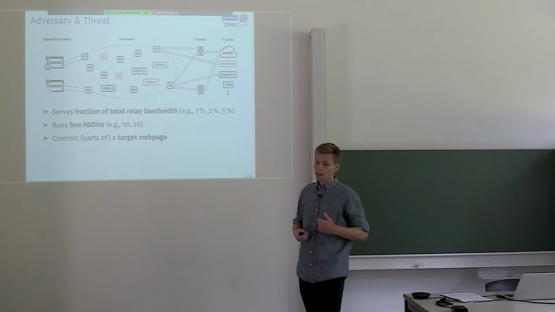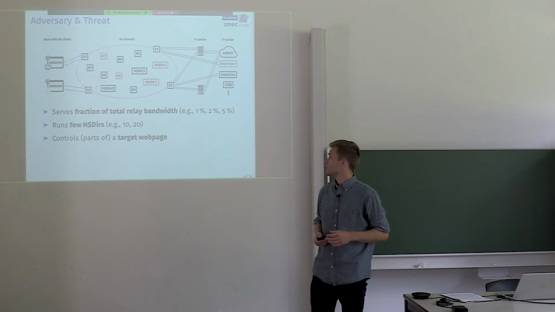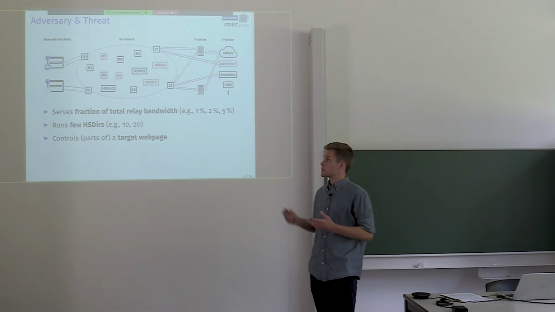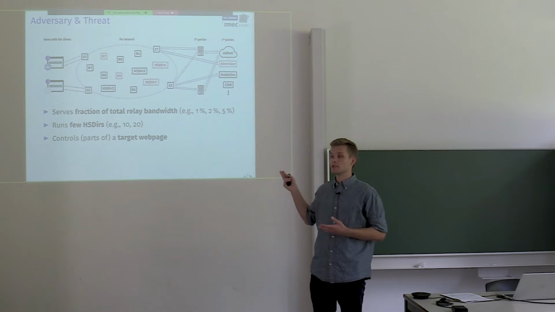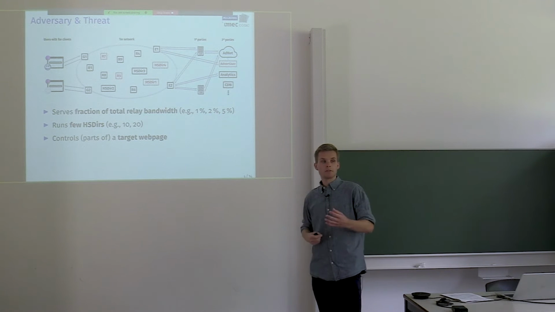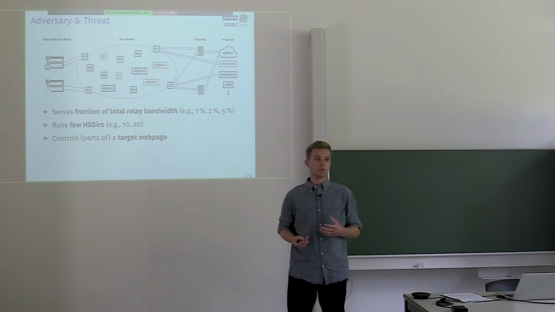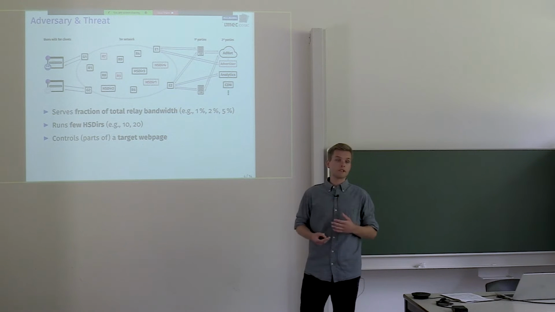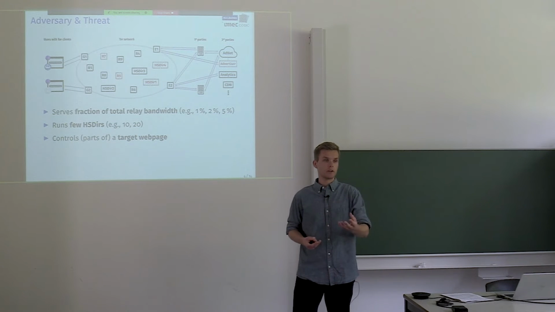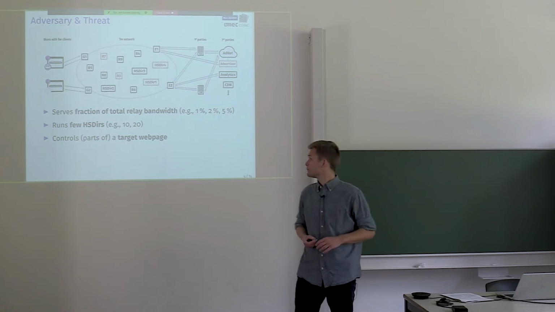The adversary that we consider is quite a feasible one, so to speak. We assume the adversary, which is depicted in red dashed borders in the upper figure, runs relays that serve a certain amount of Tor's relay bandwidth. For our purposes, we assume 1, 2, or 5% of Tor's relay bandwidth is under the control of the adversary. This is not very expensive to provide, so this is definitely feasible.